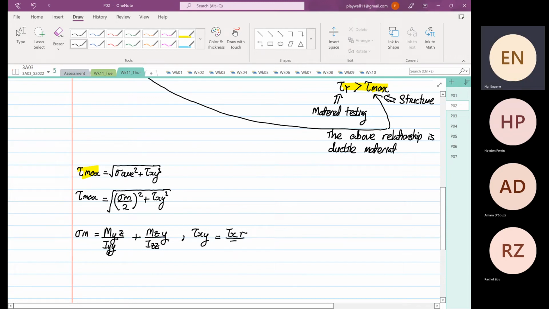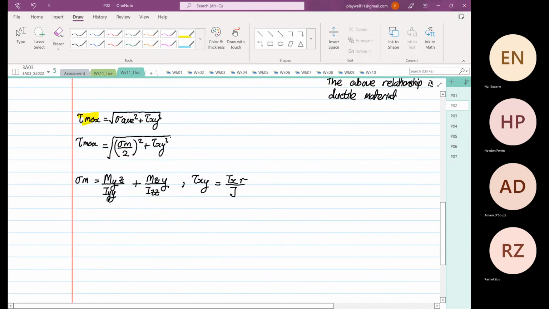Radius over J. Now J, there's no J x-axis or J y over here because it's a shaft. Shaft J is the second polar moment of area. Now we also know this relationship, right? So now I'm not going to substitute everything into the above. I'm just going to still write out this formula of stress M.